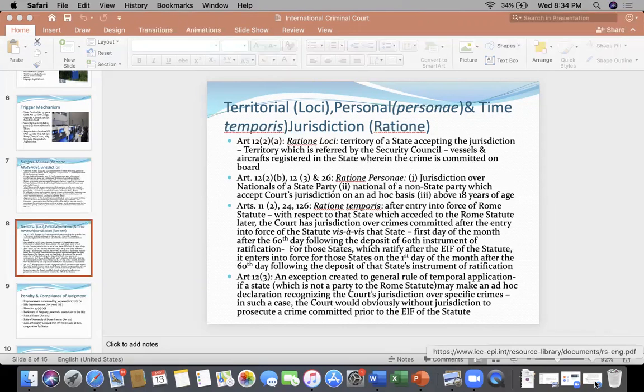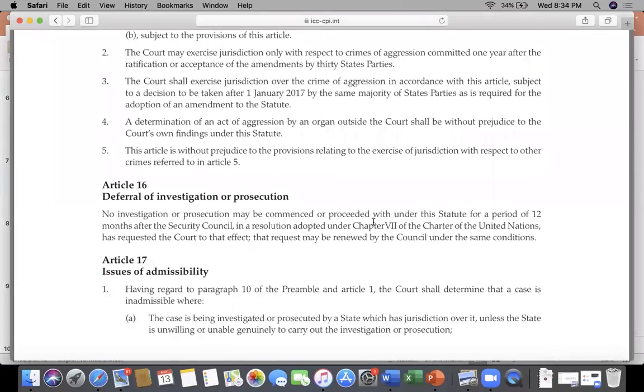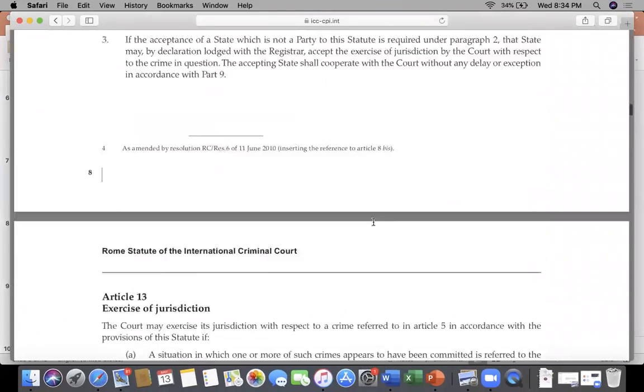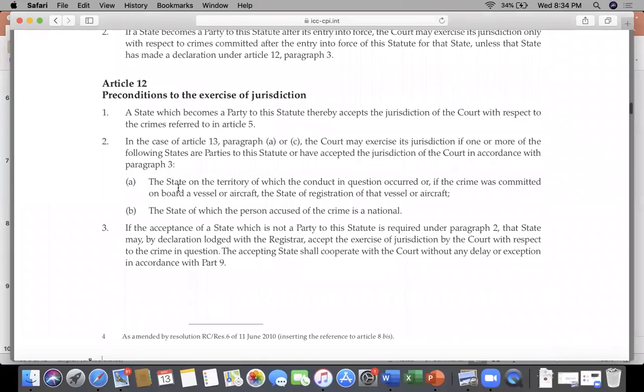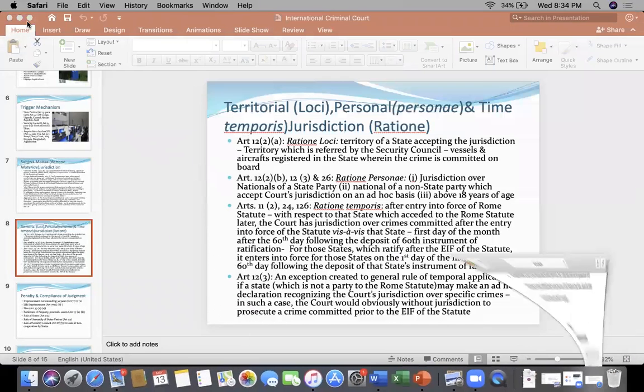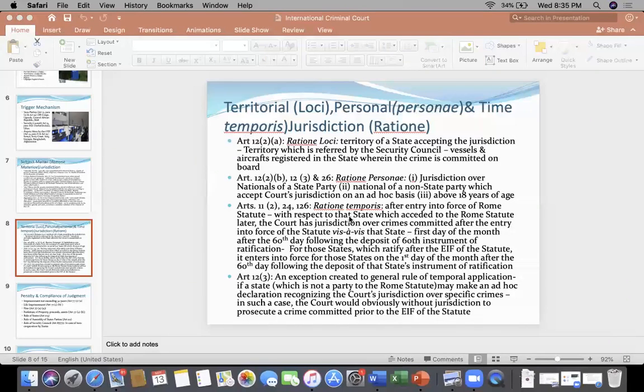So Article 12, again you'll see at Article 12, it says that the state on the territory of which the conduct in question occurred, or if the crime was committed on board a vessel or aircraft, the state of registration of that vessel or aircraft. So you see this is how ratione loci, as it is sometimes called. So the territorial jurisdiction of ICC is there.